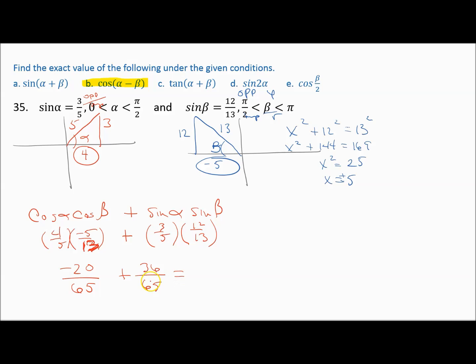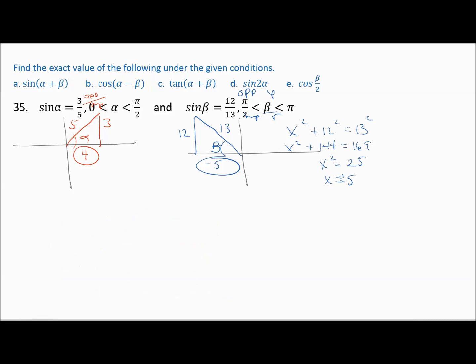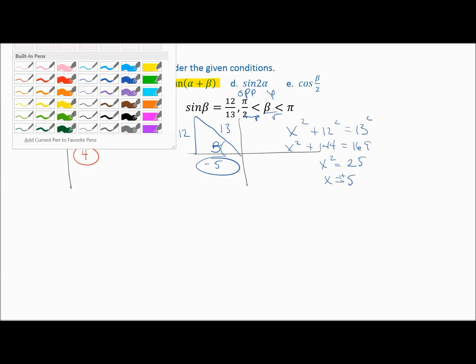And now I add my like terms, so that gives me a positive 16 over 65, and I do not believe that will reduce. Alright, so I'm going to get rid of this one, then we're going to come back and do part C. Alright, so part C, tangent of alpha plus beta.